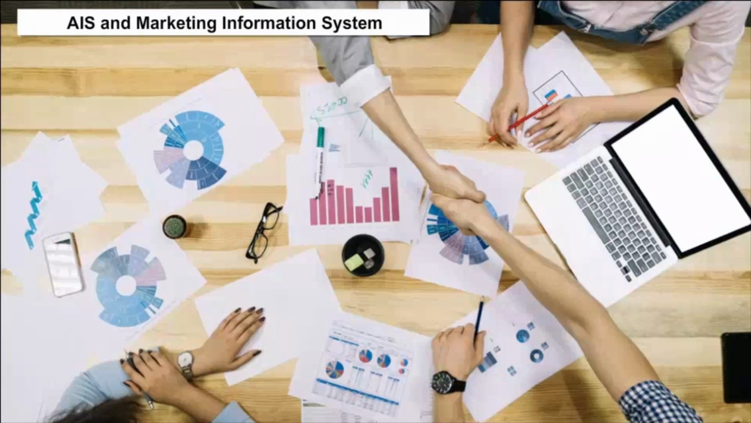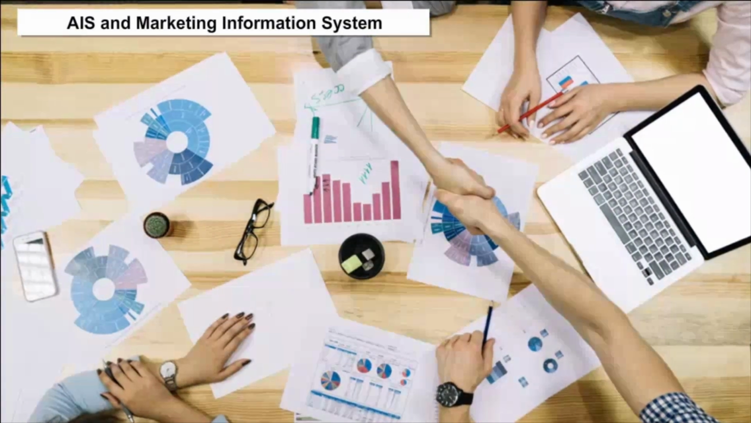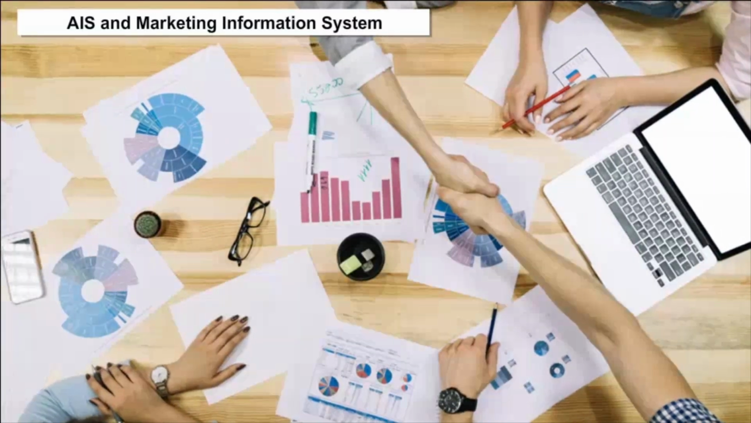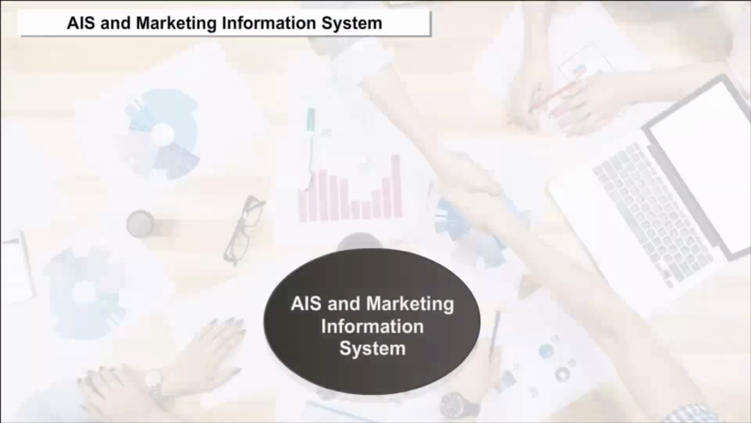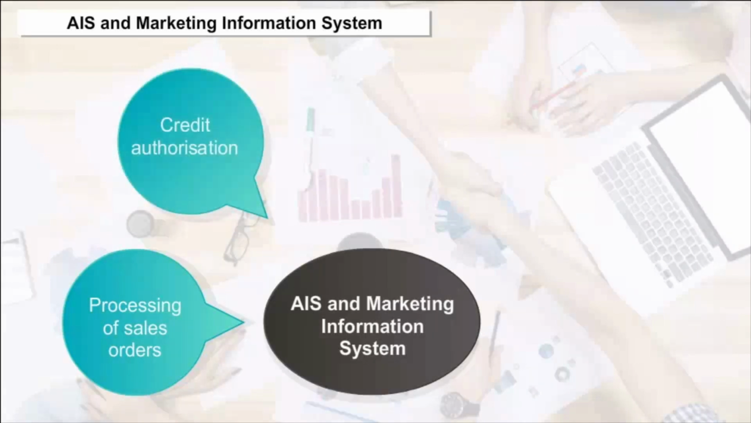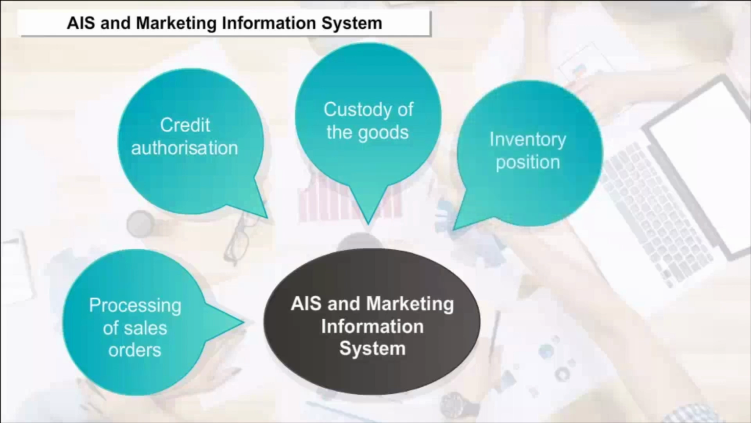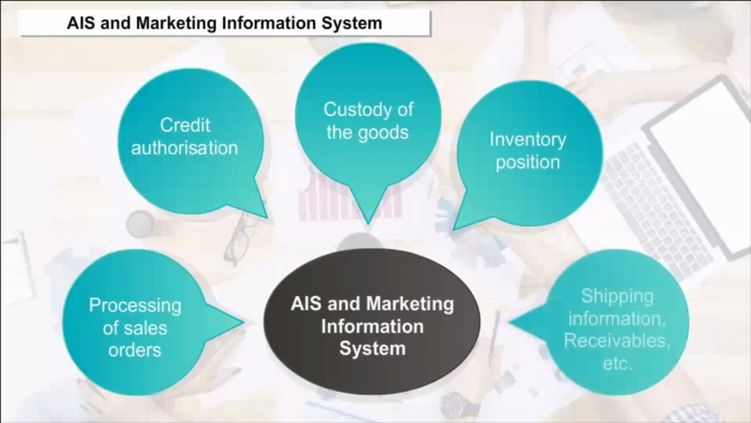AIS and Marketing Information System. Let's take the example of business process in the marketing and sales department. This includes processing of sales orders, credit authorization, custody of the goods, inventory position, shipping information, receivables, etc.